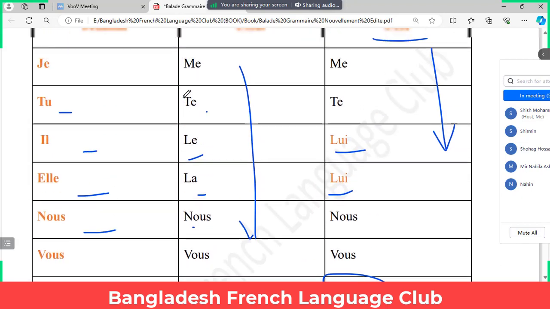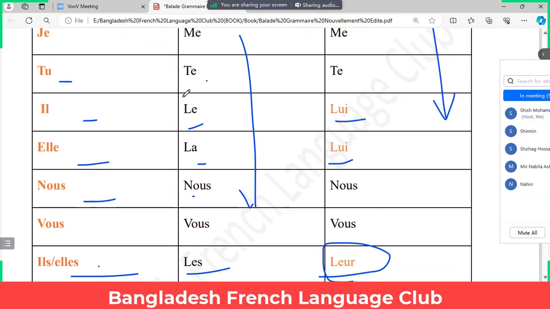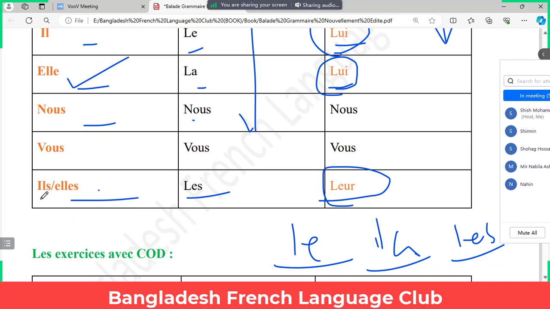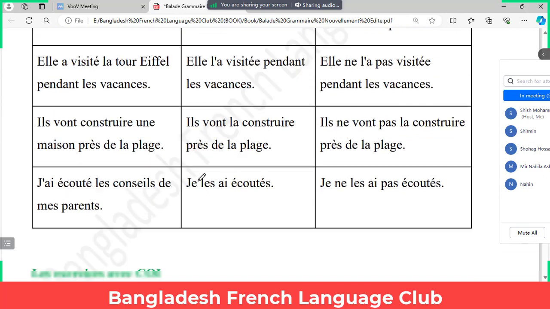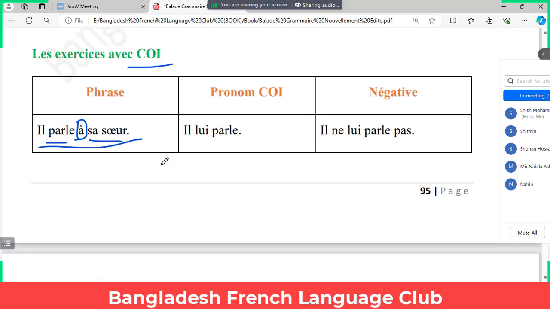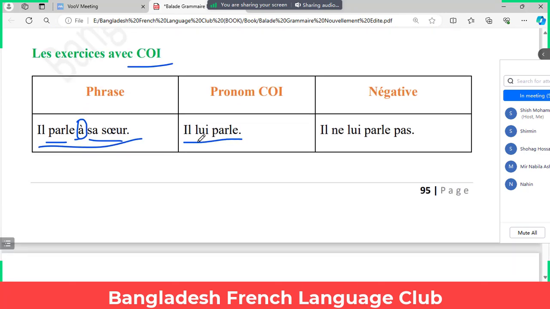You see that sa sœur is third person singular, and feminine also. So it can be replaced by lui. For the indirect object complement, it is lui for il, and also lui for elle. No difference. And for ils and elles it is leur, for plural. So now we change it by lui. Il lui parle.